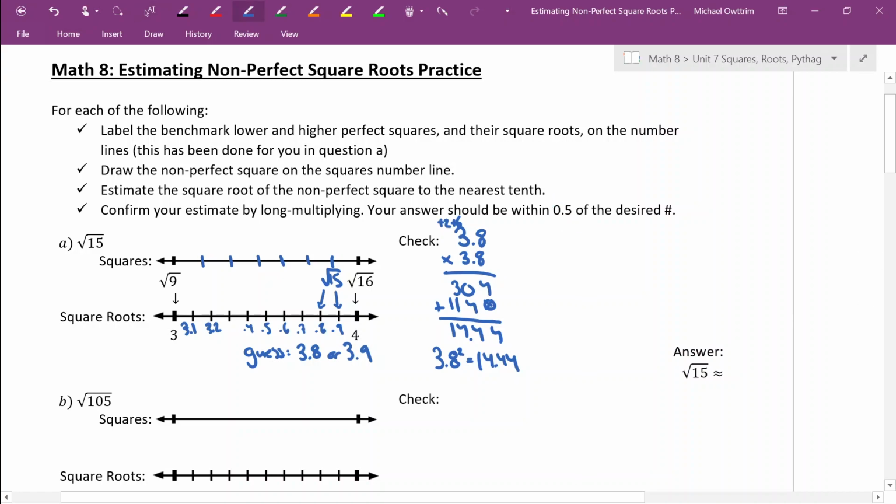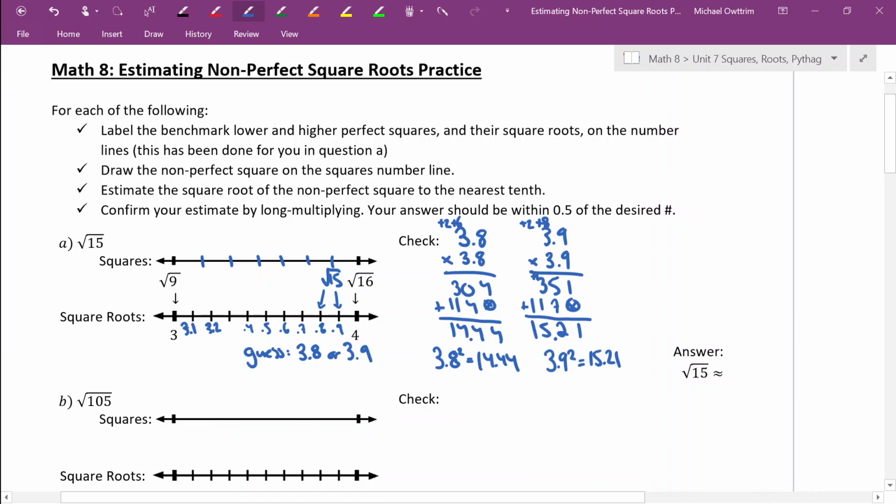So let's re-guess and check our 3.9, and we're hoping that is closer to 15. So 9 times 9 is 81. 9 times 3 is 27, plus 8 is 35. Placeholder 0. 3 times 9 is 27. 3 times 3 is 9, plus 2 is 11. So we know that 3.9 squared is 15.21.